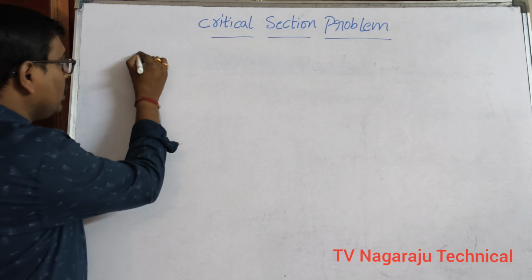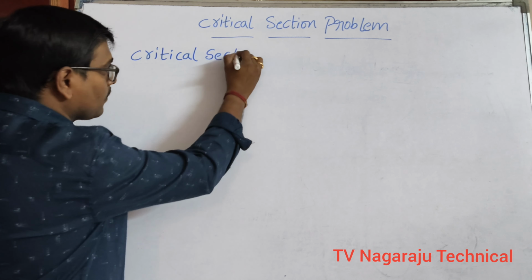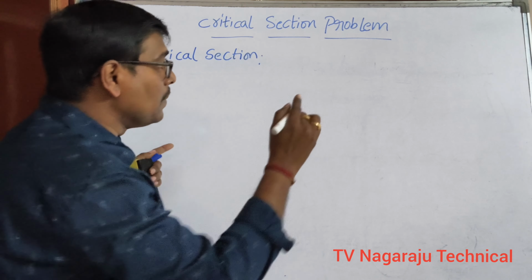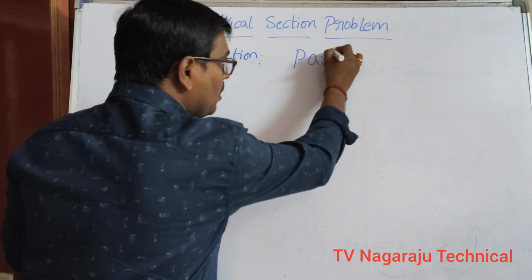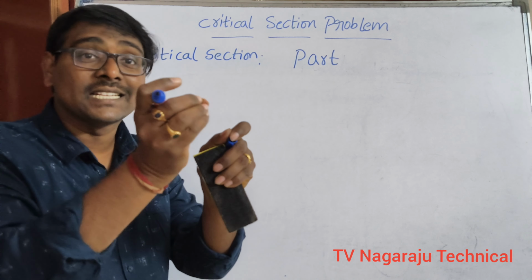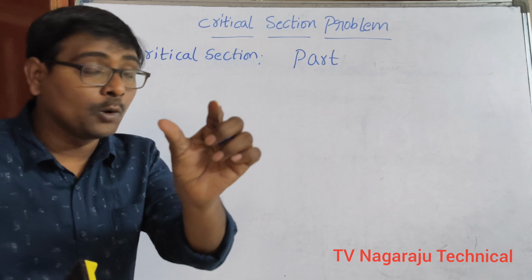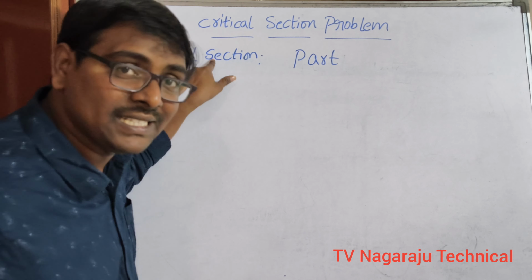Before that, first we need to know what is meant by critical section. Critical section is simply a part of the program where the shared resources are accessed by multiple processes or threads. That part of the program is called the critical section.